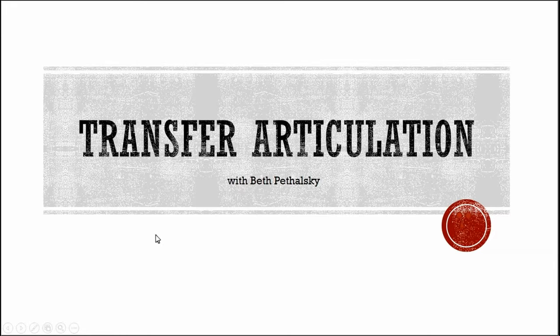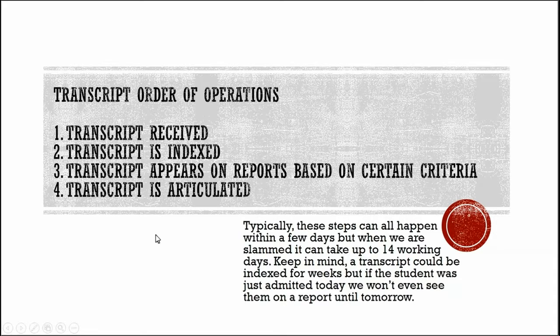With transfer, our order of operations is simple. The transcript is received at Western through different means, be it electronically or snail mail. The transcript is then indexed to that student's account in Banner so it can be seen on TopNet. The transcript will then appear the following day on our audit reports that we work. So that's our way of knowing what we need to articulate and in what order. And then we articulate it, we process it.